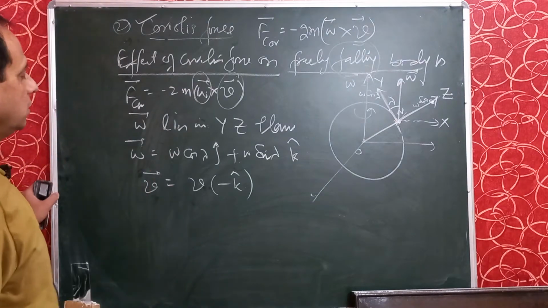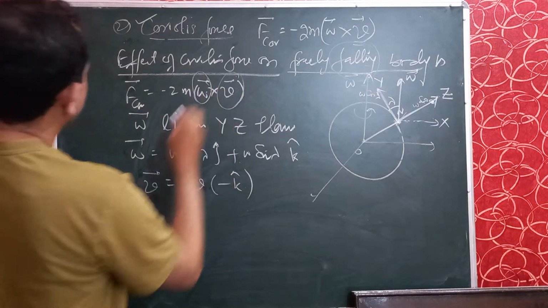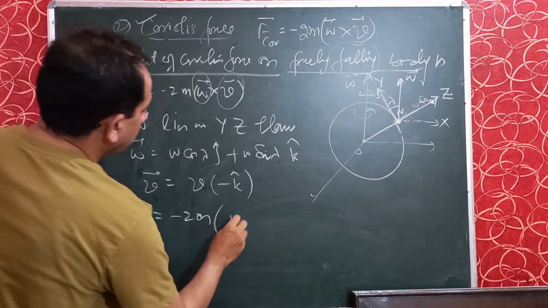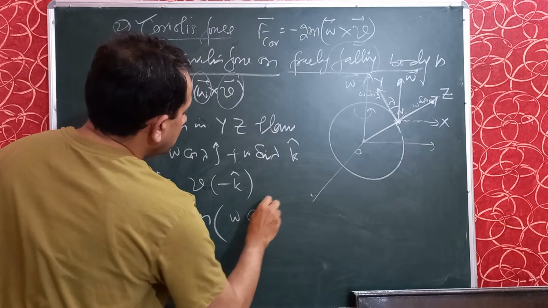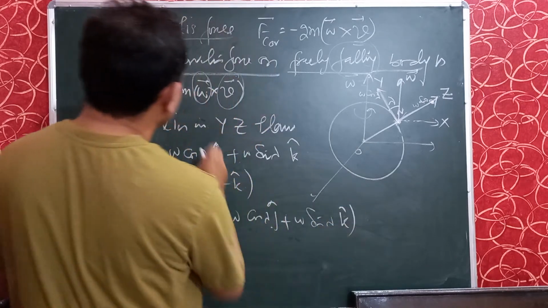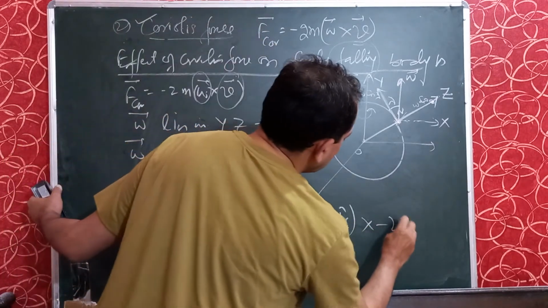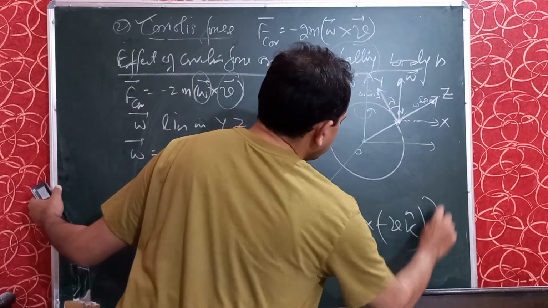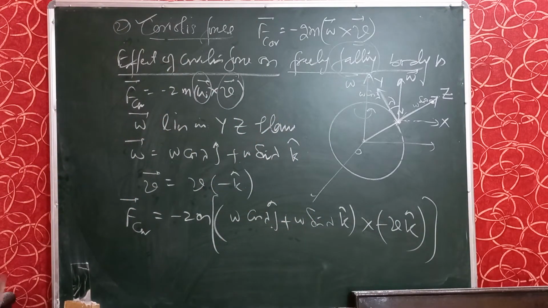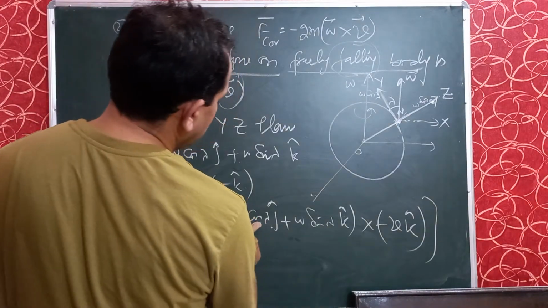So now put the value of omega and v in this force. We will get the Coriolis force equal to minus 2m, omega, that is omega cos lambda j plus omega sin lambda k, cross multiplied with the v vector. What is v? It is minus v k, because v into minus k is minus v k. Now we will multiply minus 2m with this term.